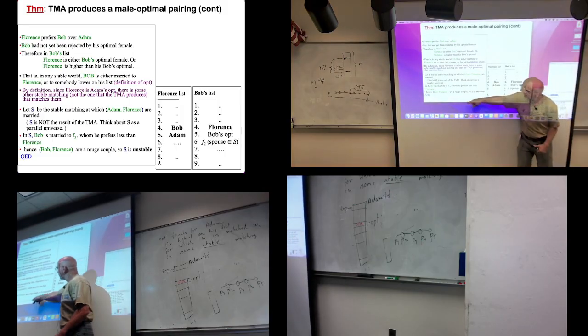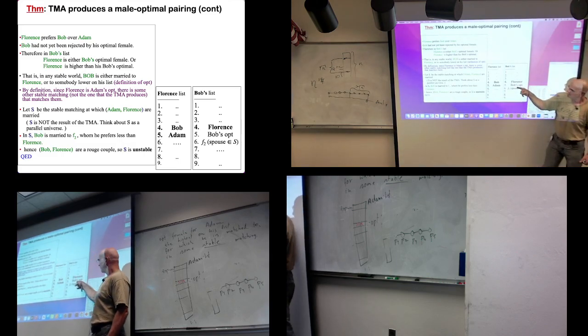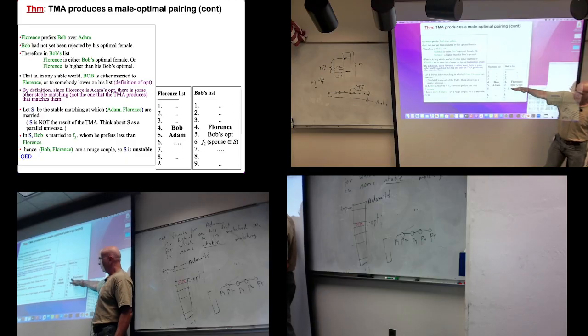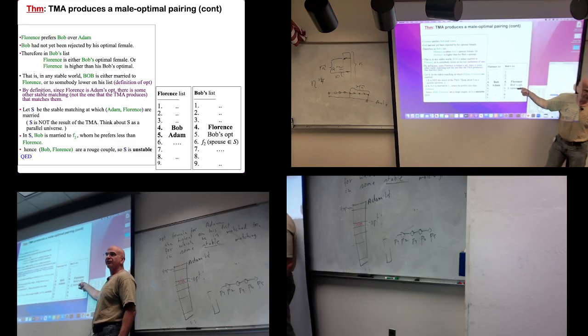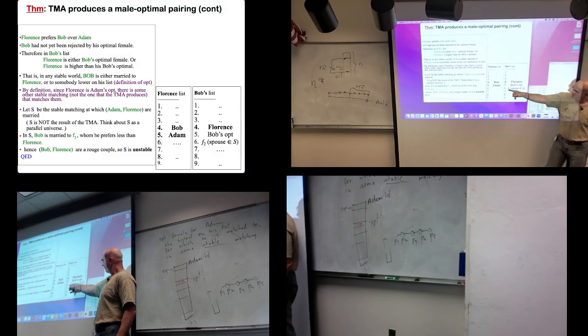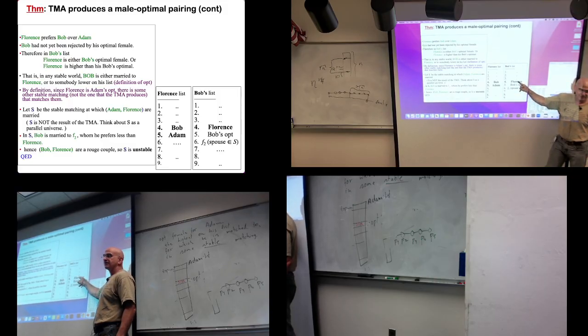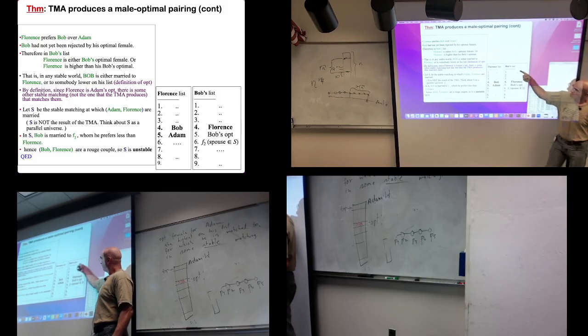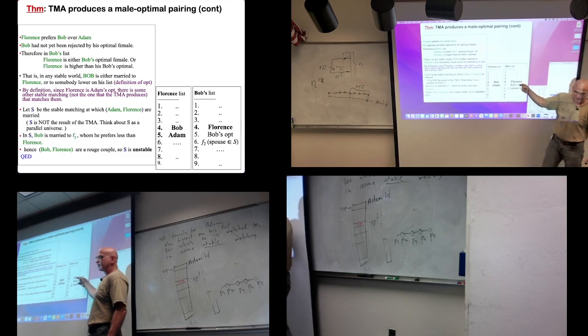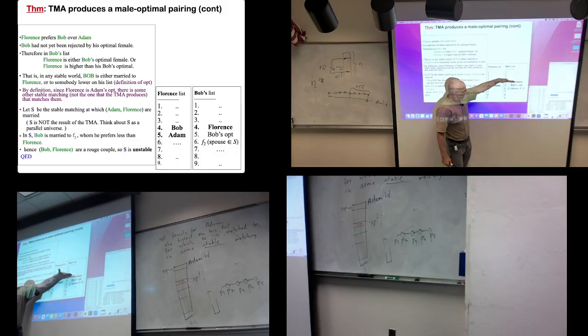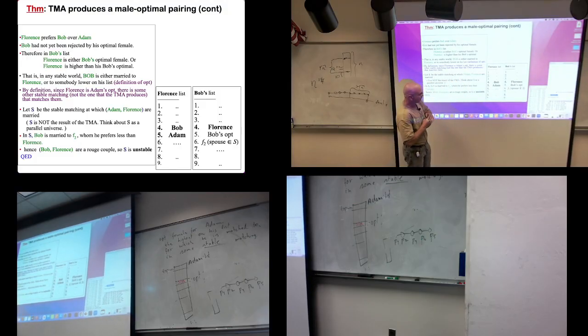So F2, the wife of Bob in the parallel universe, I didn't want to give her a name, is below his opt, and definitely below Florence. Florence, we said, is either his opt or even better than his opt. How do I know that F2 is not Florence? In S, Florence is married to Adam, so Bob cannot marry Florence. It's one-to-one marriage. So Bob is married to somebody that he prefers less than Florence, possibly less than his optimum.